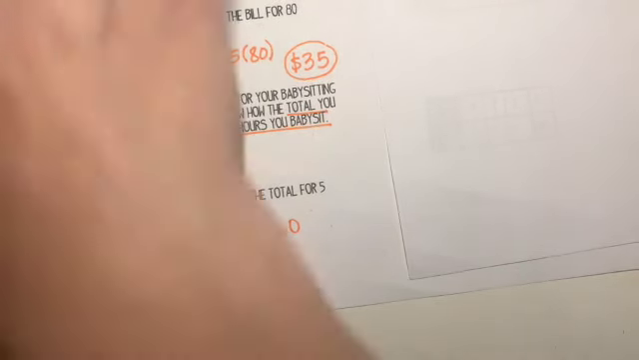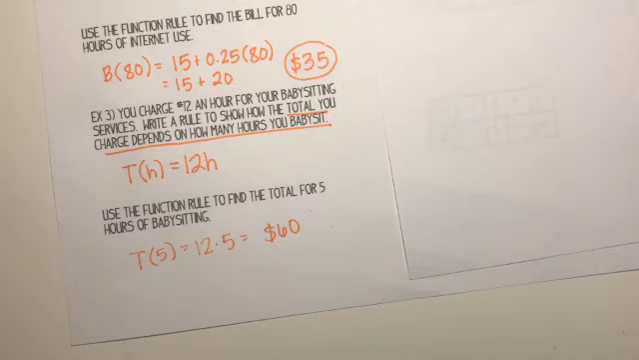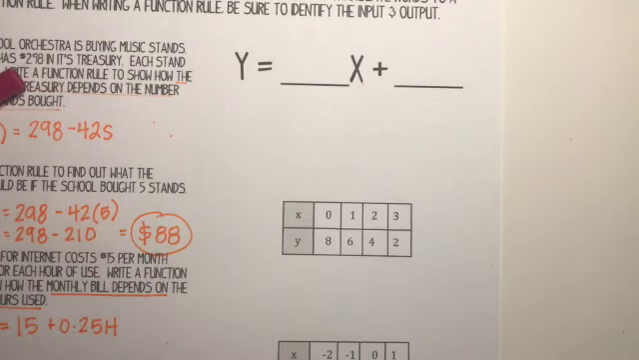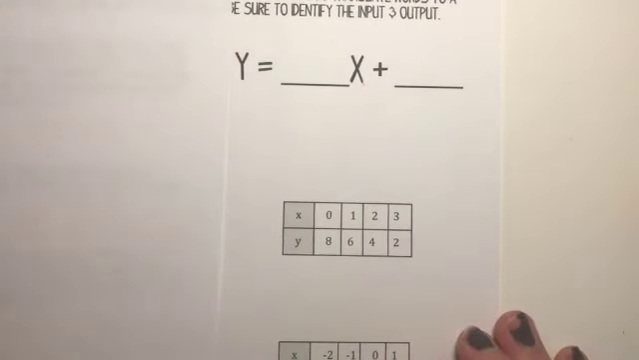Okay, so that's taking words and then writing a function rule for it. Now we're going to talk about what if you're given a table of values, how do you write a function rule for that?